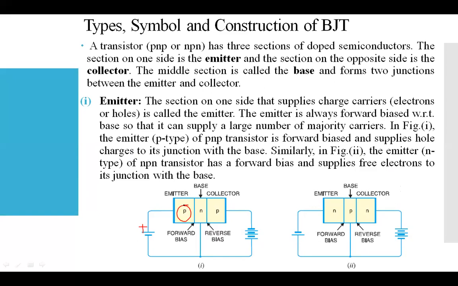Similarly, in the second diagram, we are connecting the negative terminal right here to the N type material. That means the majority carriers, electrons, are supplied here. So this is also the forward bias case, but now you supply free electrons to the junction with the base. In that case, the majority carriers are electrons.